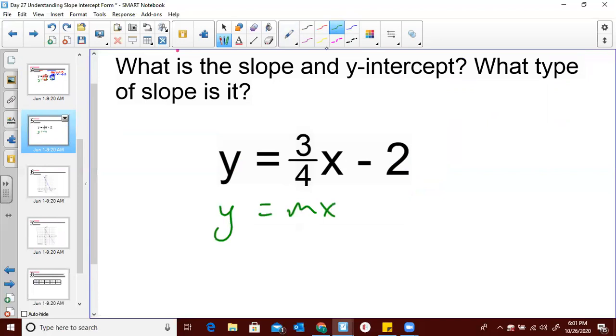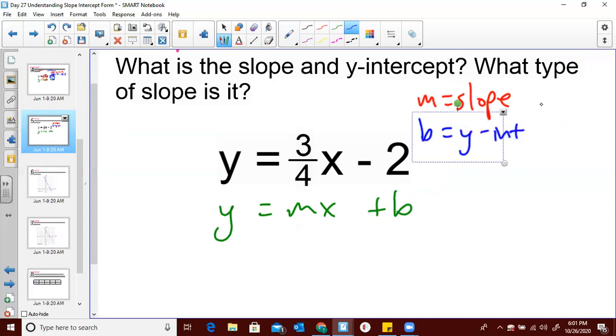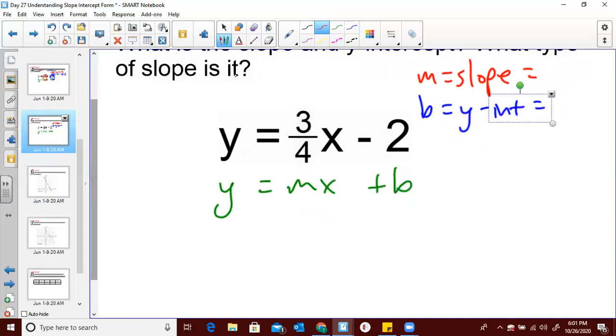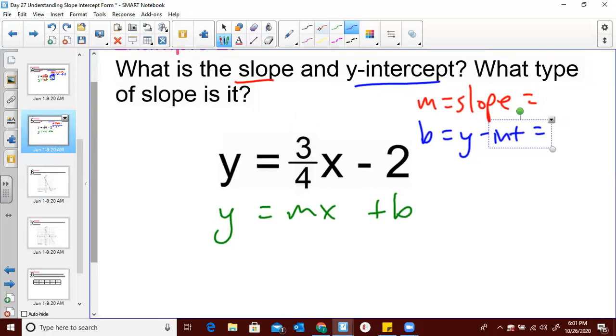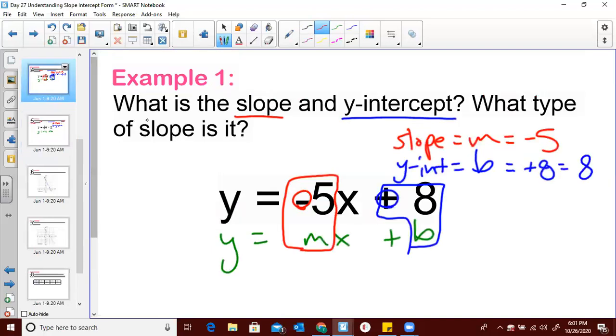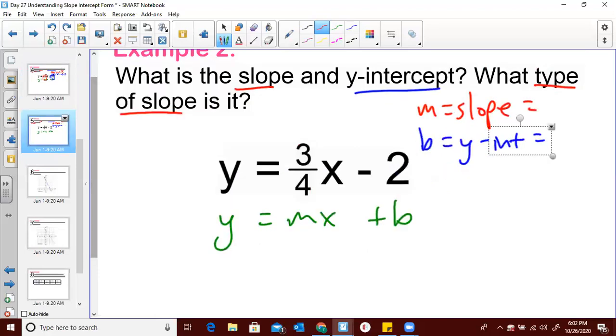All right, so another one, again, just to show you, we will line up our y equals mx plus b. We also know that m equals slope, and that b is going to equal our y-intercept. Here we need to figure out what is our slope, what is our y-intercept. And then we also want to figure out what type of slope this is. Was this in the last question? It was. We'll come back to this one after we finish example 2.